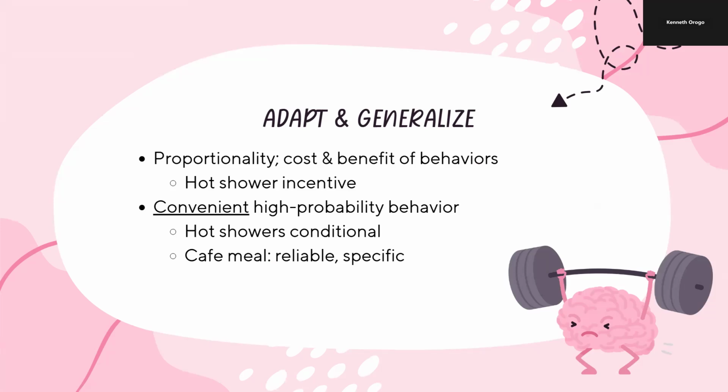However, on a more positive note, I believe that students could benefit the most from the Premack principle when the high probability behavior is both convenient and reliable. The hot shower habit was too conditional, and I could do the work and shower at different times. But the study meal habit took place at a convenient time, which was as soon as I finished my job, and now it's a consistent habit in turn.